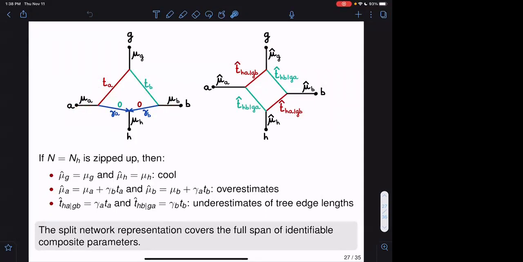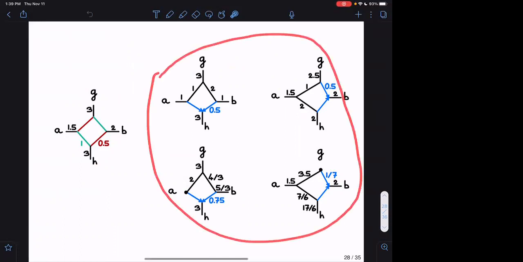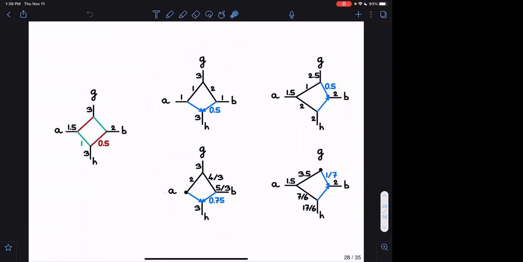So it's a good representation of what we know. The thing is, we don't actually know who is of hybrid origin, who are the tree edges, but that's okay. So here are some examples where all these networks are equivalent to each other, in terms of having equal average distances. All of them have this representation as a split network.